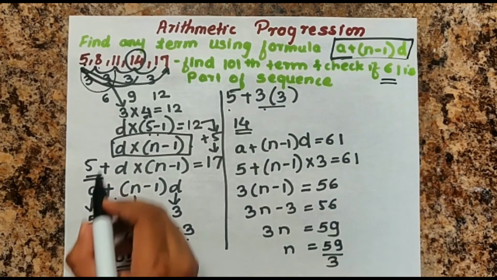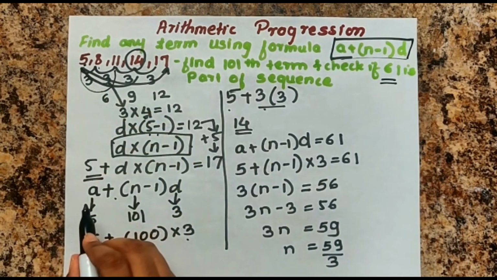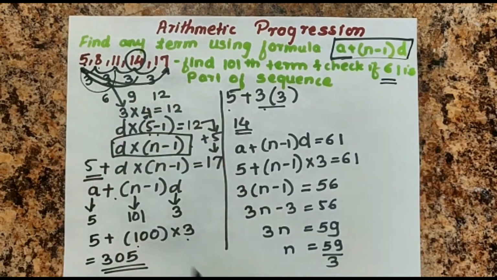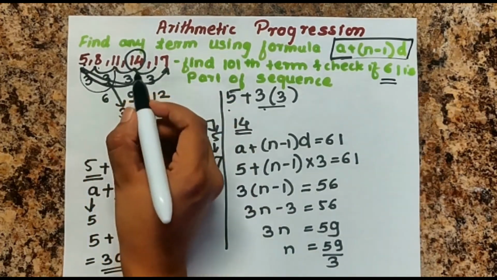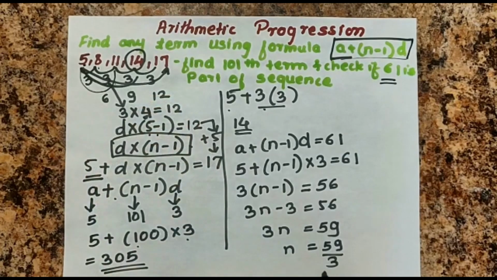Till now we checked that whenever there is a difference, it should be the same. And the term numbers here should be whole numbers. We don't have anything in fraction. So 61 is not a part of the sequence.